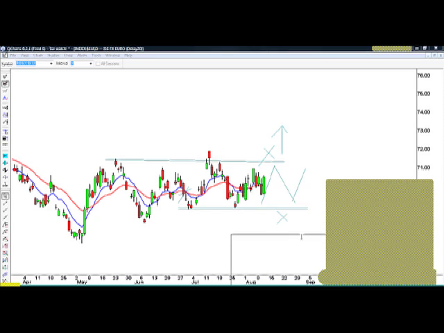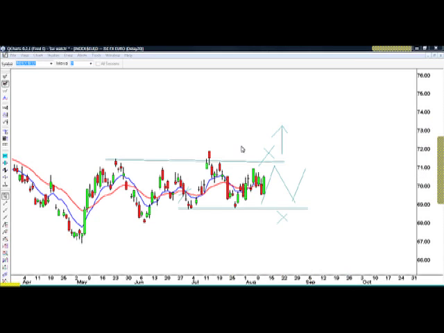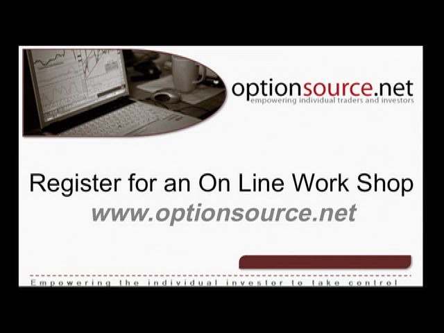See a break above 71. All right, now I'm comfortable perhaps buying some calls on the EUI. If we see a break below the 69 level, I might say, okay, now I'm comfortable with perhaps buying some puts on the EUI.